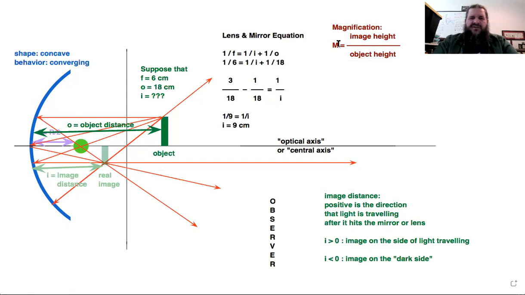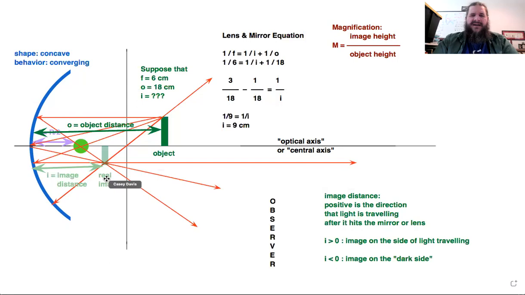If the magnification is greater than 1, that means the image appears to be larger than the object. If M is smaller than 1, then the image is smaller than the object. In this case, it looks like the image is smaller than the object itself, so M should be smaller than 1. Also, the image is upside down. How do you think that would be represented in the image height? How would you represent a height that is upside down, a height below? Yeah, we describe the height as negative.